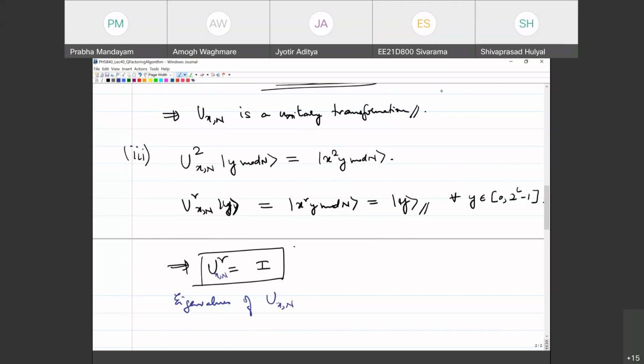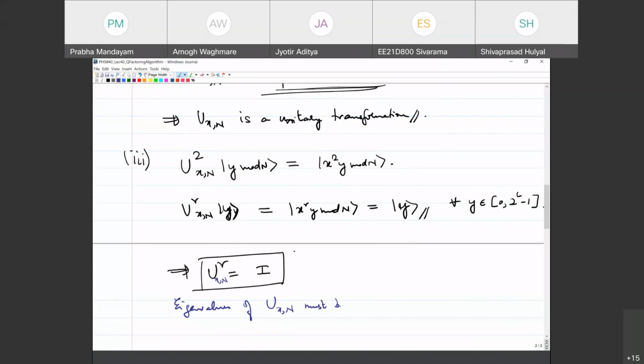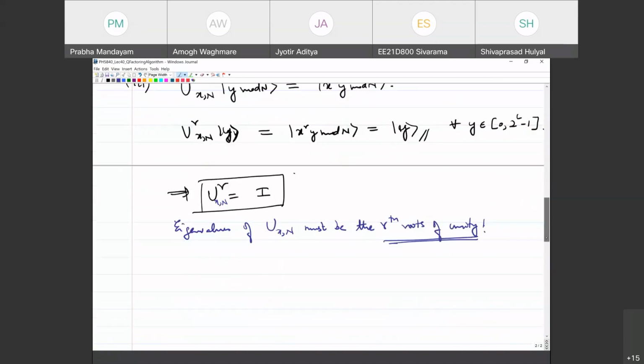Are people around? Rth roots of unity. Indeed. So the eigenvalues of U must be the roots of unity, specifically the rth roots of unity. These eigenvalues are pure phase, right? And we know that the rth power of the unitary has the same eigenvalue raised to the rth power. And we are saying that the rth power of this unitary is nothing but identity, which means that these eigenvalues must be the roots of unity, right?